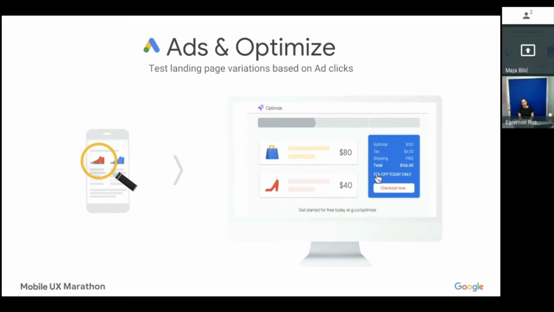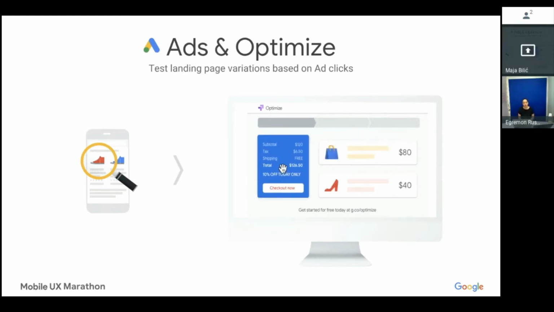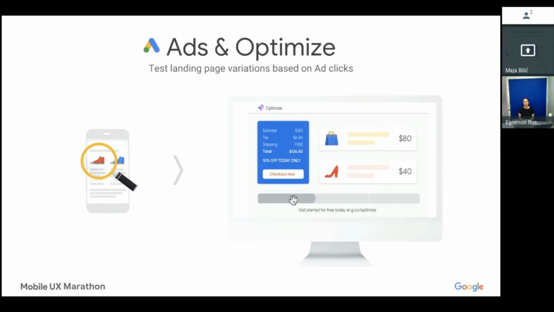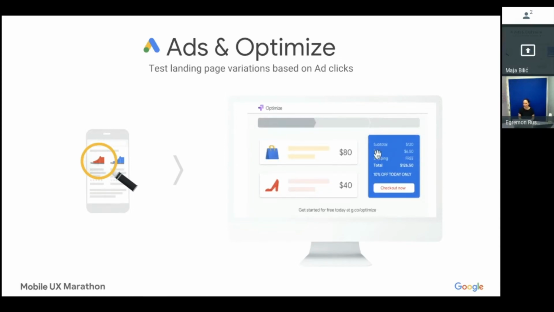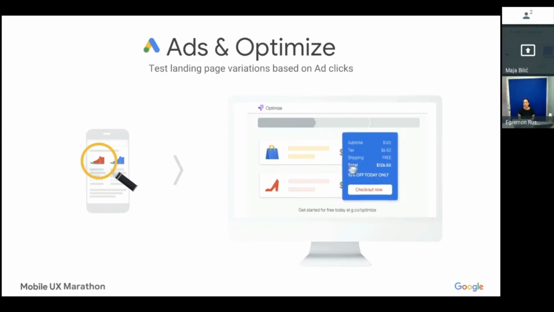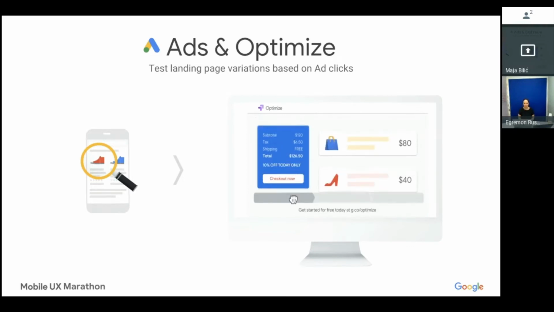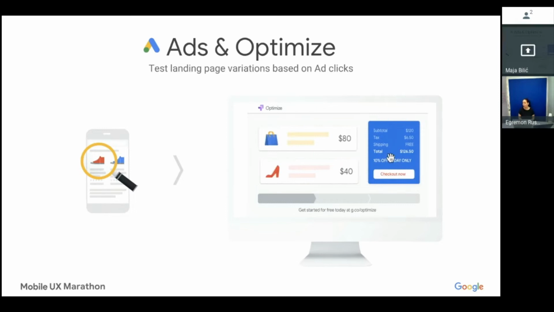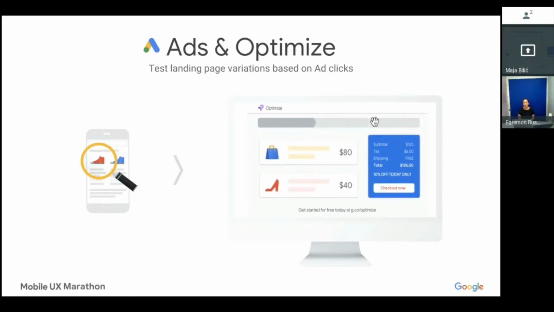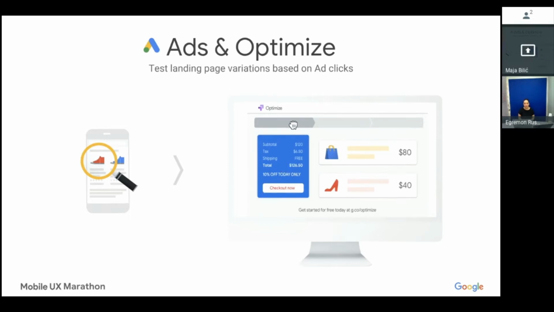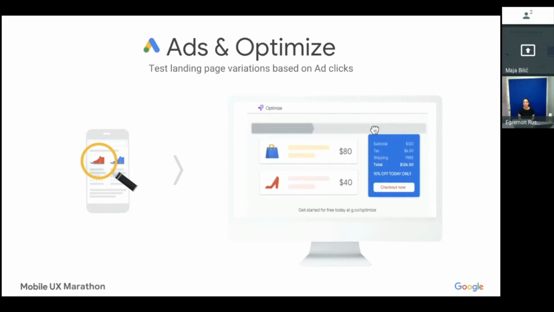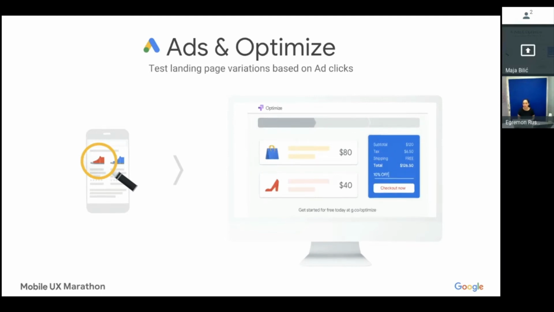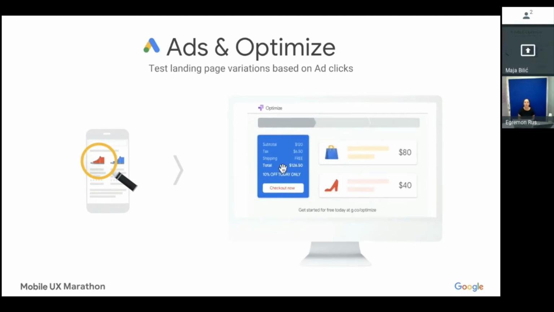As a value for Optimize, we have integration with Google Ads. What that means is that you can test landing page variations based on ad clicks. There are multiple testing tools on Ads to see how ads are performing against each other. This is not one of them. This is intended for search ads, with users with the intent, for you to serve them a specific variation of your website: landing page optimization.